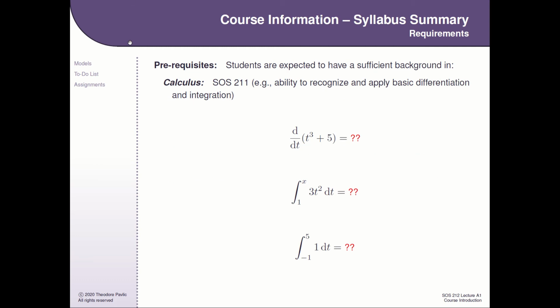So, prereq. SOS 211 is a prereq. It would be great if you can look at these things that are up here. You're not going to ever have to actually do this math in the course, but it's great if you remember the essence that this math could be done. So for example, as a refresher, what's the derivative of t cubed plus 5? Can anybody tell me or recall how to take that derivative? You drop the constant, bring the exponent into the front, and then you would subtract 1, correct. Sure, so then what would the answer ultimately be?